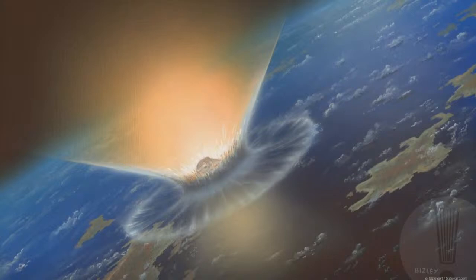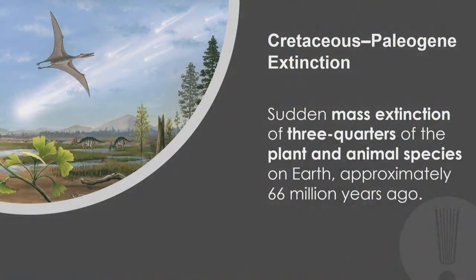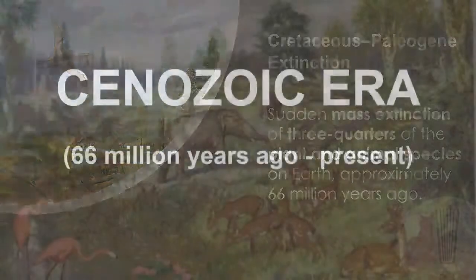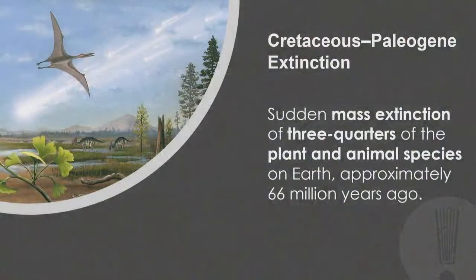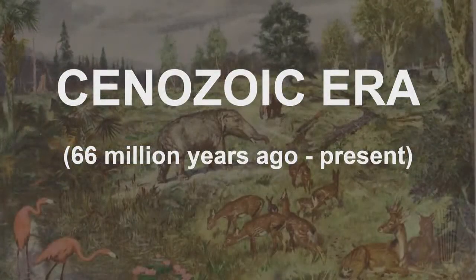And then the asteroid hit the Earth. Bam! And caused what's known as the Cretaceous-Paleogene extinction. A sudden mass extinction of three-quarters of the plant and animal species on Earth, approximately 66 million years ago. So this is what ended the Mesozoic era and began the Cenozoic era.